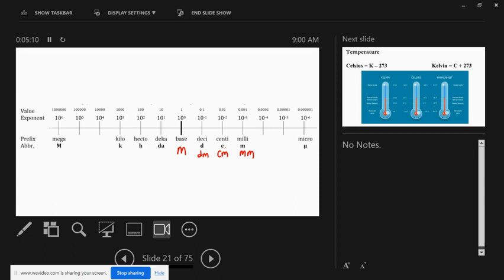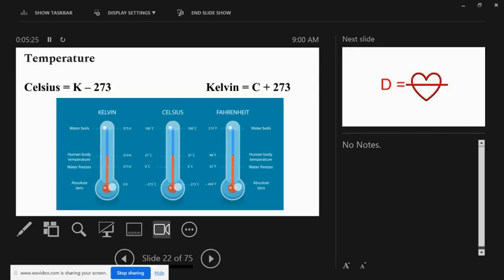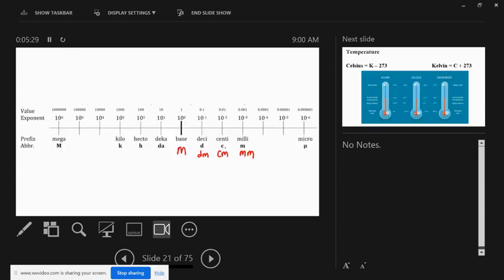Now, you can either multiply by these things or divide by these things to get to where you need to be, depending on which side you're going. Or you can just slide the decimal. And that's the way I do it. Okay? Did I skip? I feel like I skipped a whole bunch here.